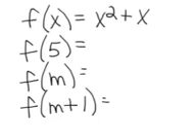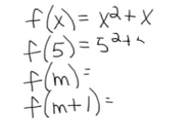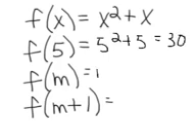Here we have another example of just plugging a value in for a function. So f of 5 would be 5 squared plus 5, which would be 30. F of m would just be m squared plus m.